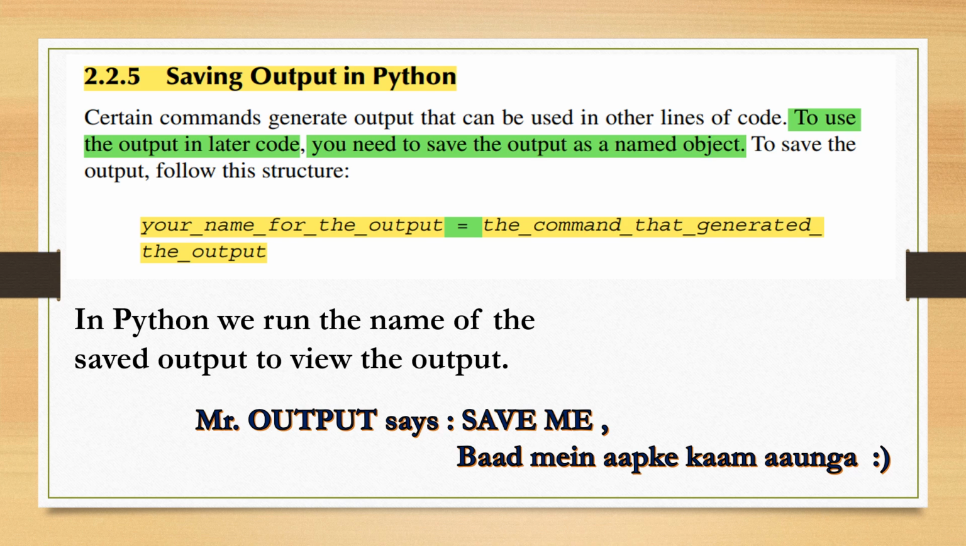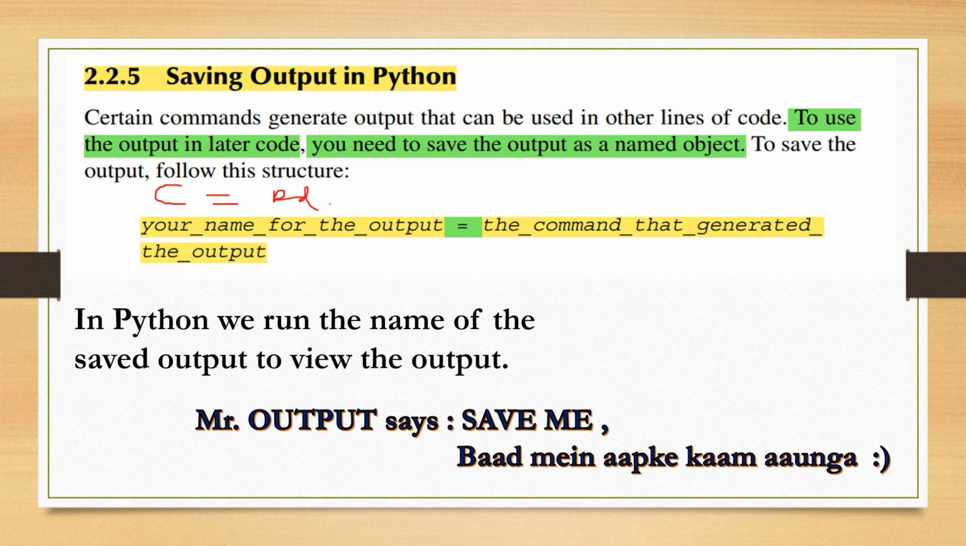Now saving output in Python. Mr. Output says, save me, बाद में आपके काम आएगा. If you don't want to perform any operations on that, you can just leave it as it is. But if you want to use it further later in your code, you will have to save the output as a named object.